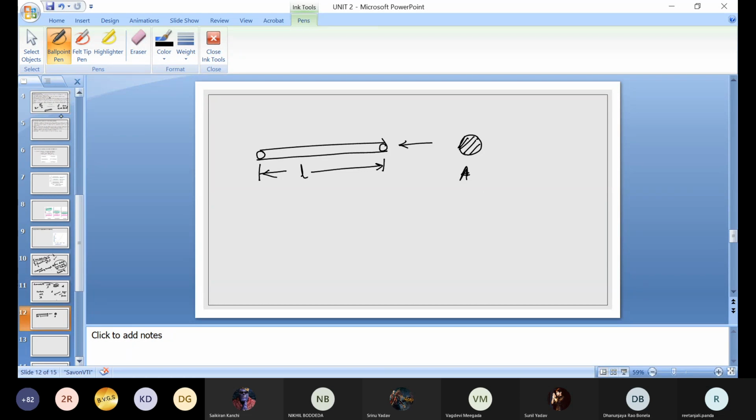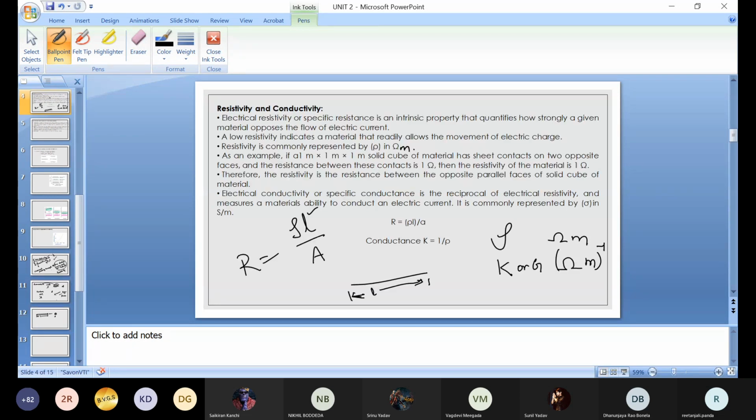So I can say that here resistance R is equal to rho L by A, where rho is the resistivity of the material, L is the length of the wire, and A is the cross sectional area of the wire. If from resistance we are calculating conductance, then K is equal to 1 by rho. That is your conductivity of the material.